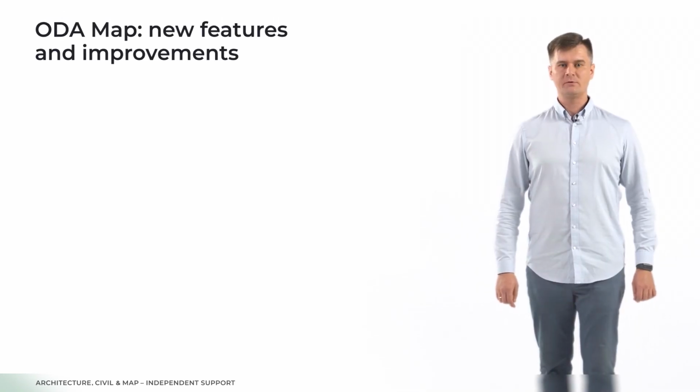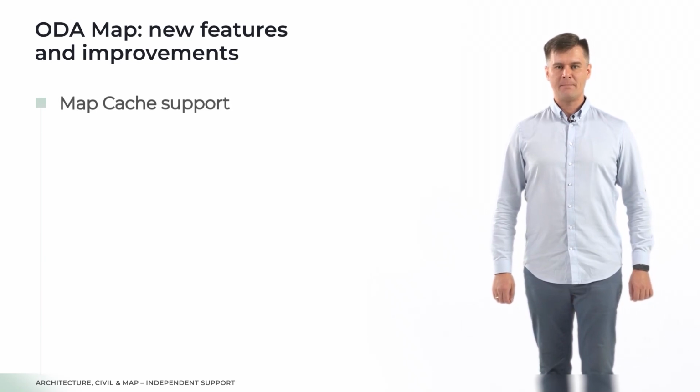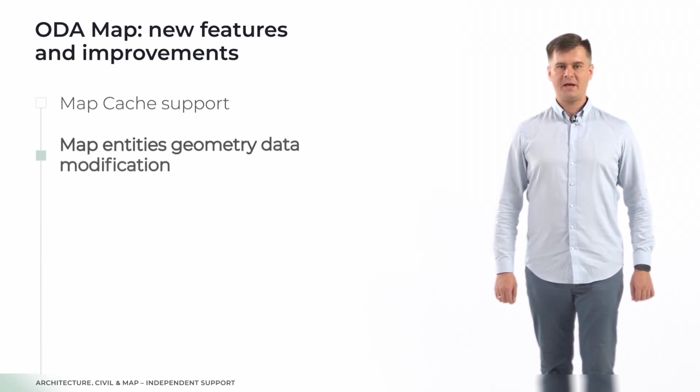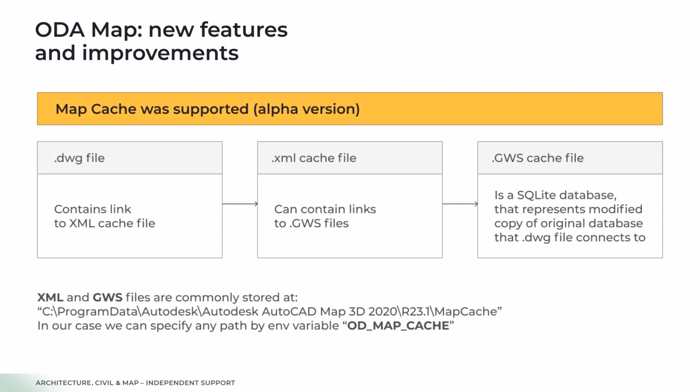This year, we introduced several new features and improvements to Map SDK, such as map cage support, modification of map entity geometry data, and map import command. Map cage support allows ODA to reference directly a GWS file, a file that is created when changes to a GIS database are made but not committed.